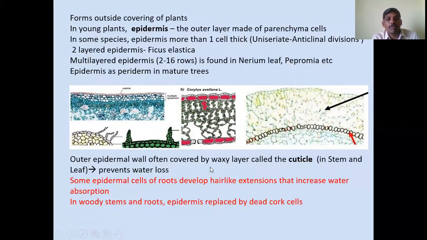In the root and stem, we have also seen some appendages here. The outer epidermal wall is often covered by a waxy layer called the cuticle, which is present in stem and leaf only, which helps prevent water loss. So it regulates the transpiration process. Some epidermal cells of the root develop hair-like structures or extensions that increase the water absorption area. That is nothing but the root hairs. In woody stems and roots, the epidermis is replaced by dead cork cells, which constitute the peridermal layer.